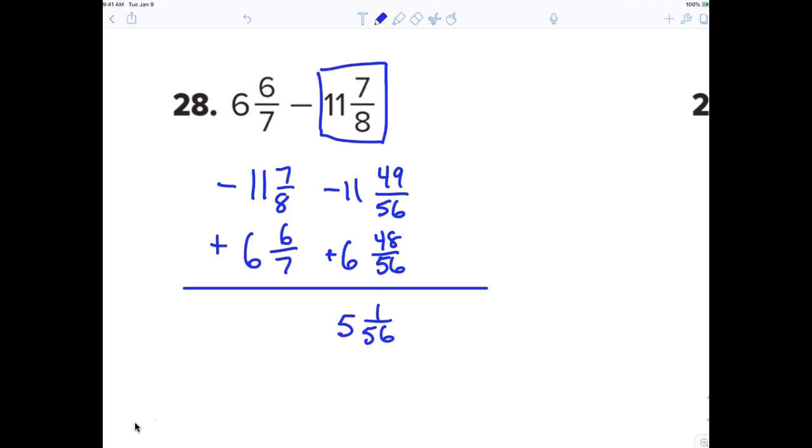Is that the answer? Is that the right answer? Oh, no. What is it? Yes, sir. Good job. Very good. -5 and 1 over 56. Now, hopefully you understand why it's easier to have the larger whole number on the top. It's easier to do the subtraction. Trust me, fractions are easy to do vertically. All right, let's keep going.